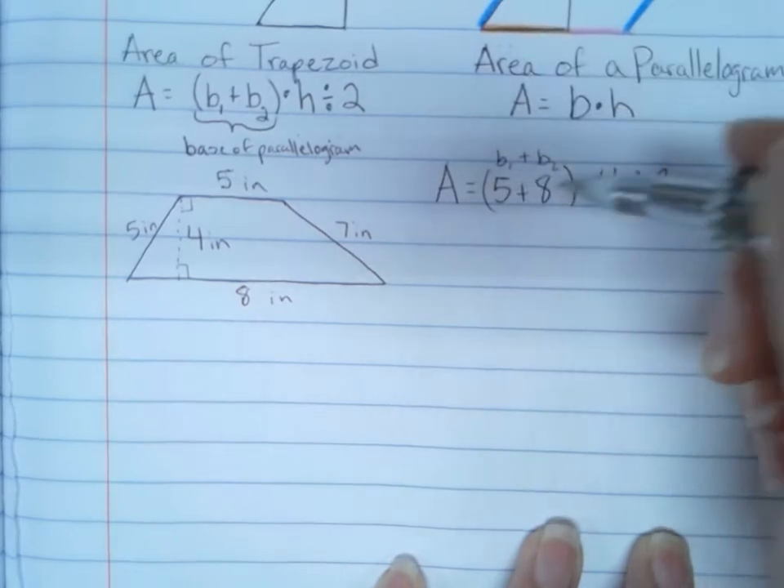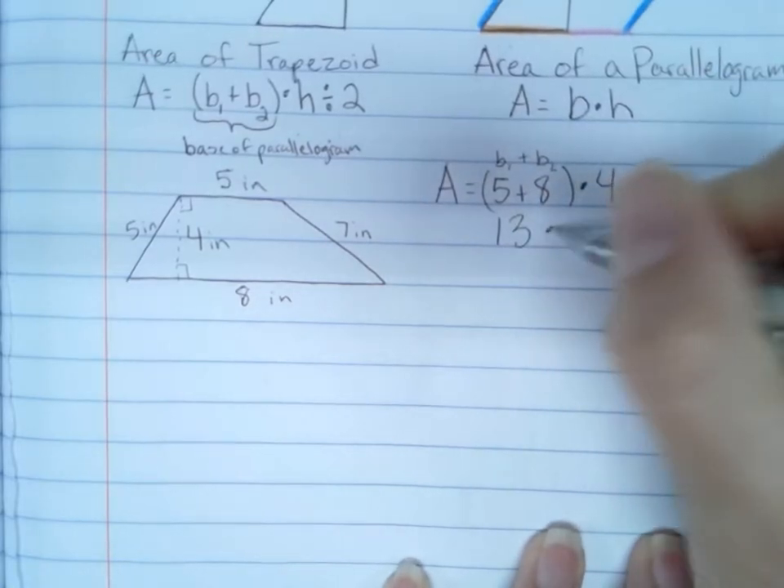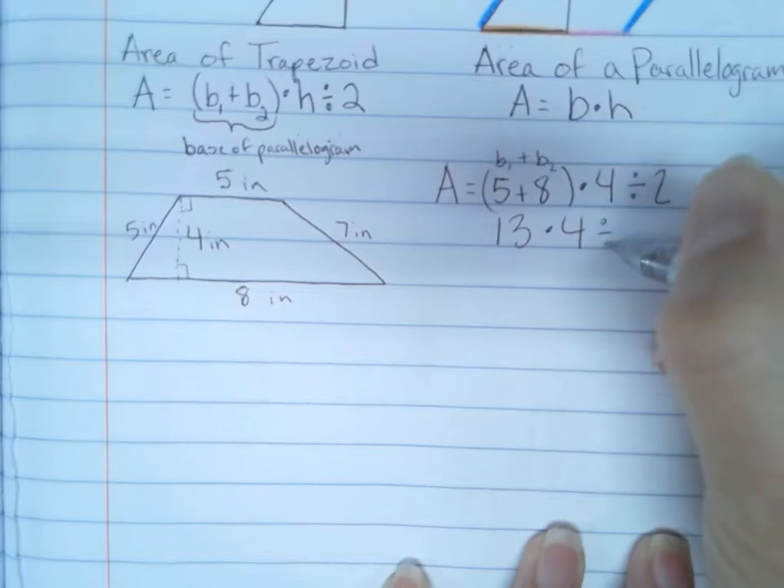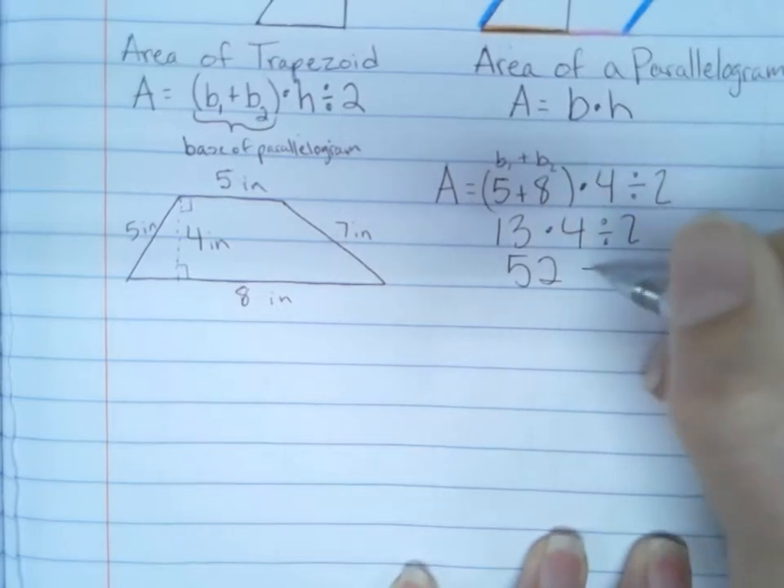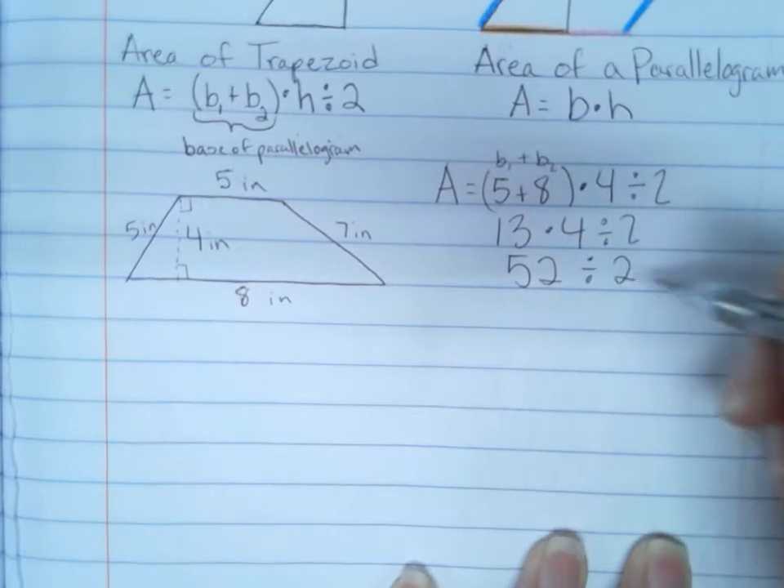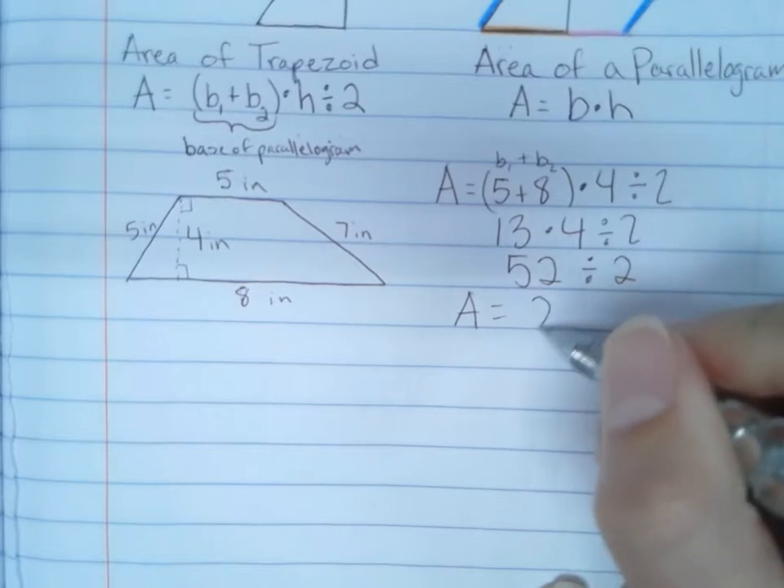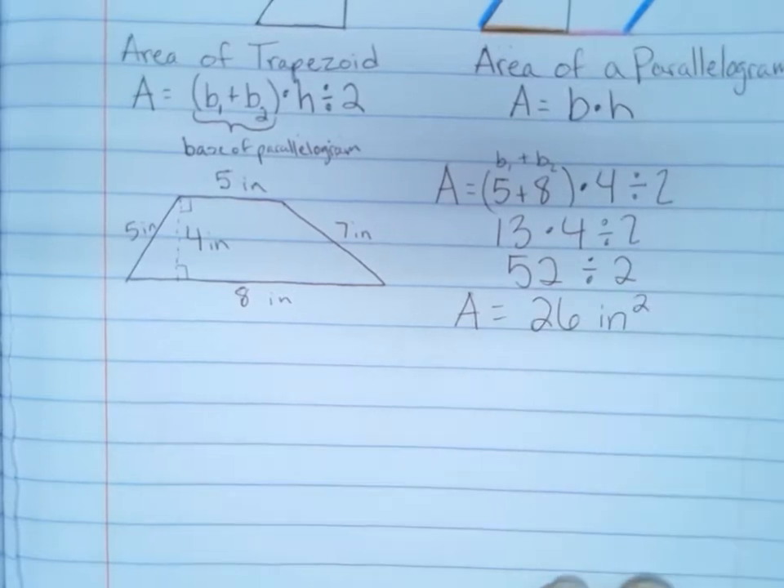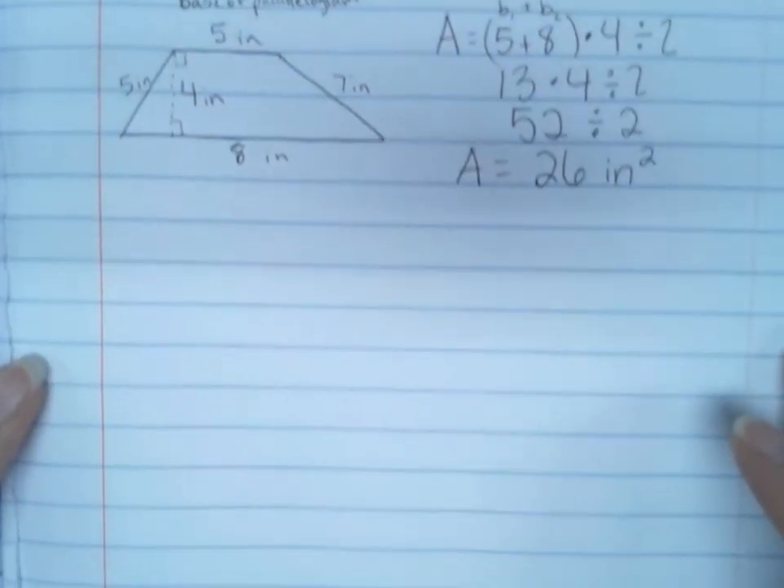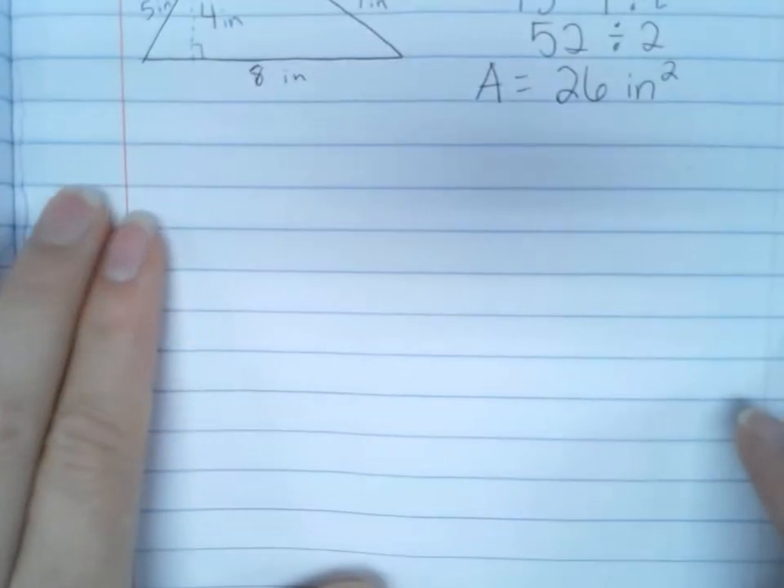So 5 plus 8 is 13. 13 times 4 divided by 2. 13 times 4 is 52. And 52 divided by 2, the area of this figure would be 26 inches squared. Just a little bit different from what we've been doing with the triangles and the parallelograms. Okay, let's draw another one here.